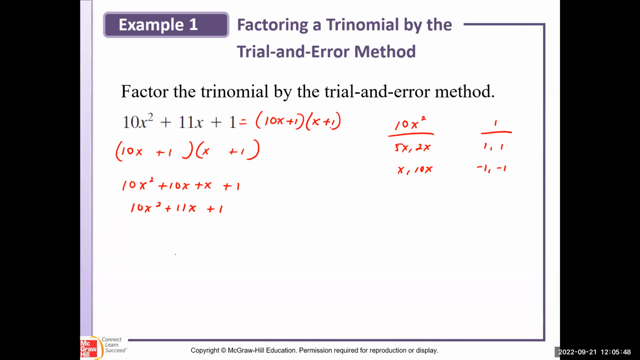And so it's the trial and error method simply because you have to try different combinations, right? To get back to the original. And so again, you list out the factors of the first term, you list out the factors of the last term, the ax squared and then the c, and then you're trying to get to the middle term, which is the bx term. Questions on that one?